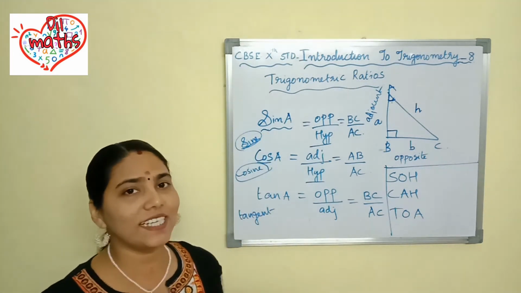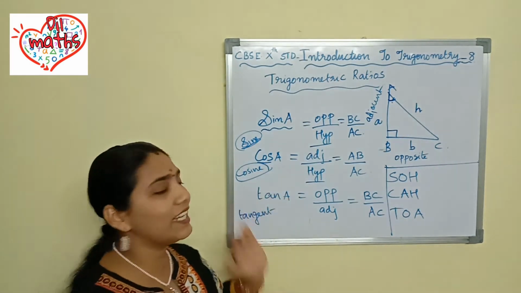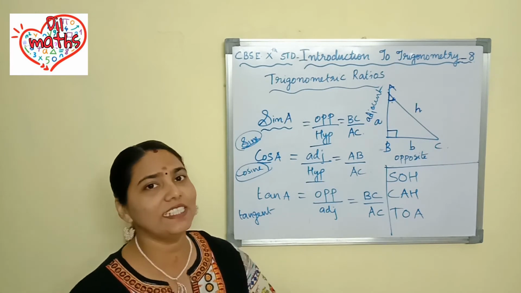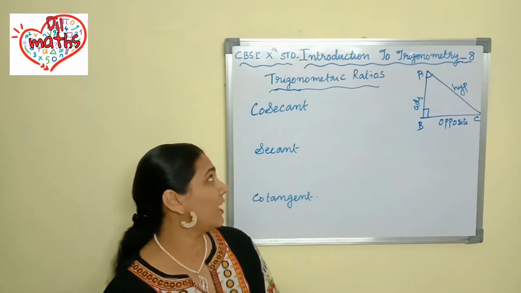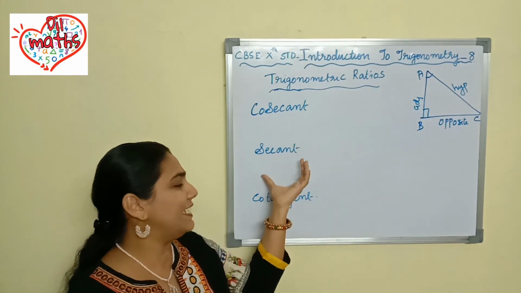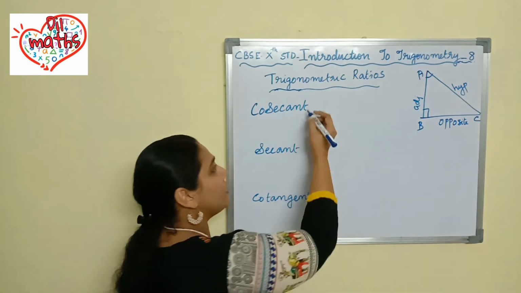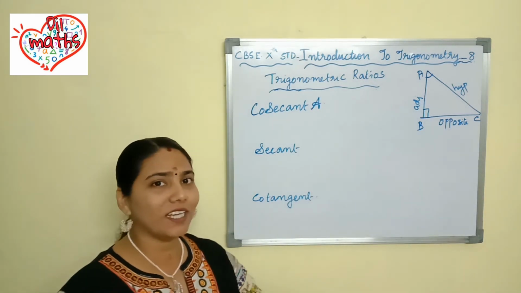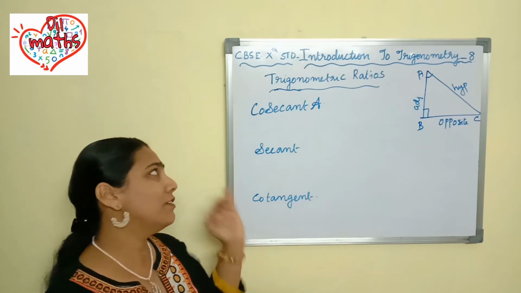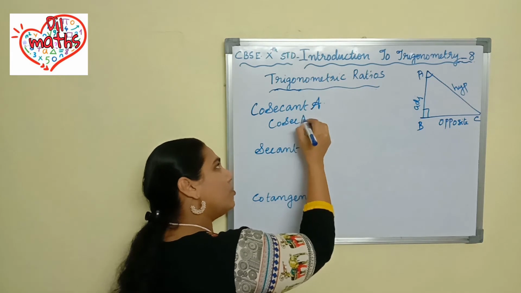Now we will go to the next three trigonometric ratios. If you know sine, cosine and tangent, definitely it is easy to find the other three. Next we are checking cosecant A, secant A and cotangent A. First I am going to take cosecant A. In short form we will write it like this: cosec A.